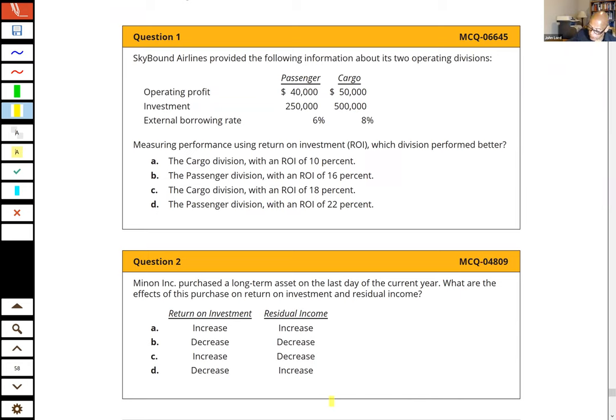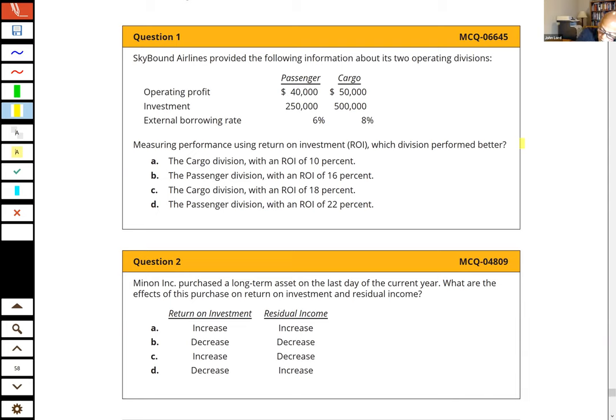Okay, guys, go ahead and take your best shot on this one now. And let's take a look at the solution together here. Let's see how we did, and I should say the results. And yeah, good. 94% of us got it correct. And the answer is what? The passenger division had a better performance when you're using ROI.